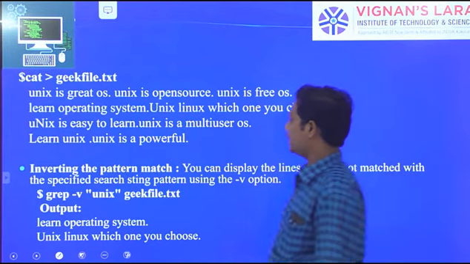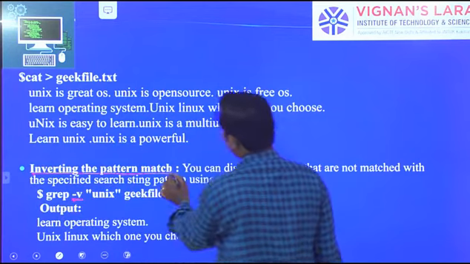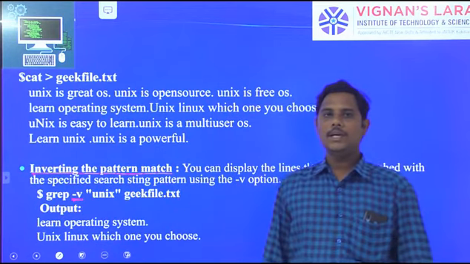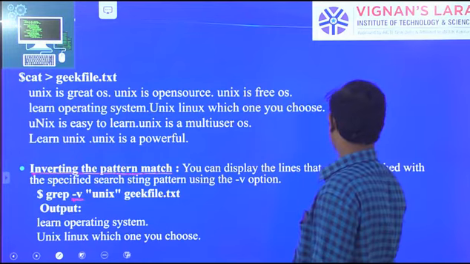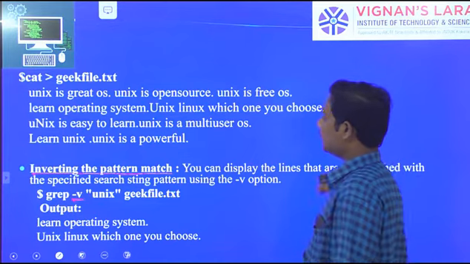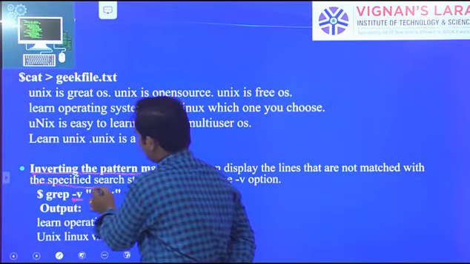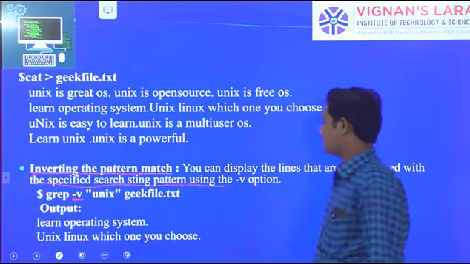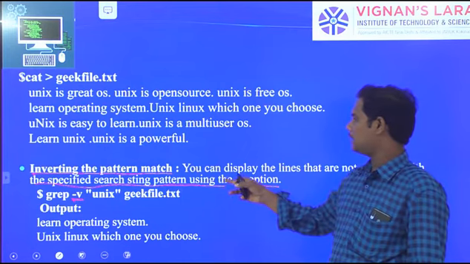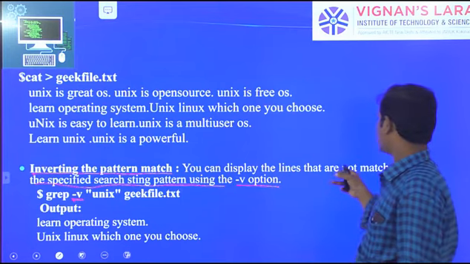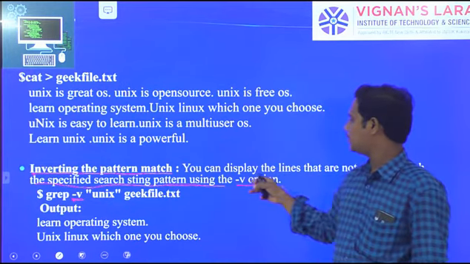Next, option V. V means inverting the pattern match. You can display the lines that are not matched with the specified search. So whatever is not matched will be displayed on the screen. Option V inverts the pattern match, displaying the lines that are not matched with the specified search string pattern.